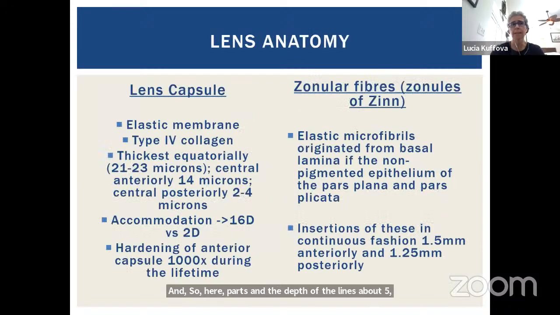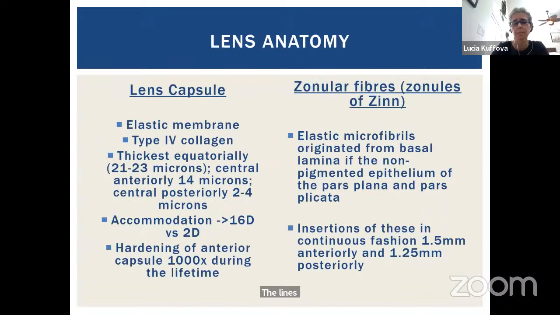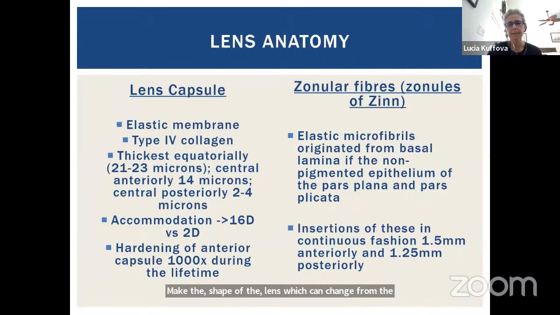The lens contains a lens capsule, which is basically a basement membrane containing collagen 4, and it's the thickest in the equatorial parts. The main function of the lens capsule, while accommodating, is to shape the lens, which can change from the form of the lenticle to the form of the flattened lenticle, which allows us to see in the long distance. So the default lens position is for near.